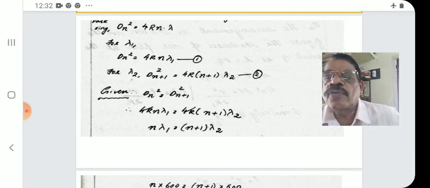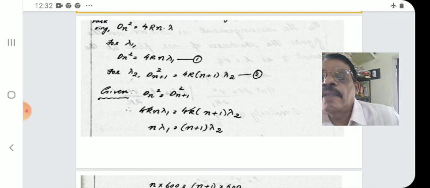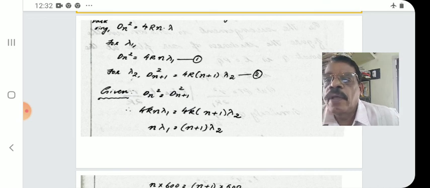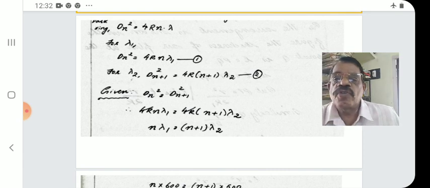Now the formula is dn² is 4r lambda. Therefore for lambda 1 light we can write dn² is 4r n lambda 1, equation number 1. For lambda 2, dn+1² is 4r into (n+1) lambda 2, the n+1 dark ring, equation 2. In equations 1 and 2, the LHS are equal, so we can equate the RHS.